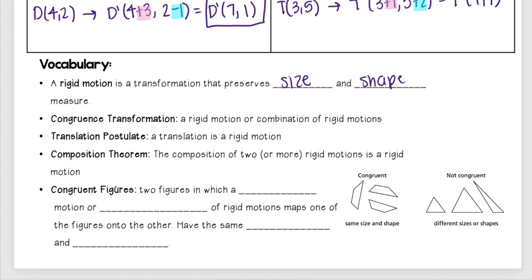And just a reminder, congruent figures are 2 figures in which a rigid motion or a combination of rigid motions maps one of the figures onto the other, and they have the same size and shape. So if I was looking at 2 figures, if I went ahead and translated them and so they're on top of each other, they'd be congruent if I see that they're the exact same.